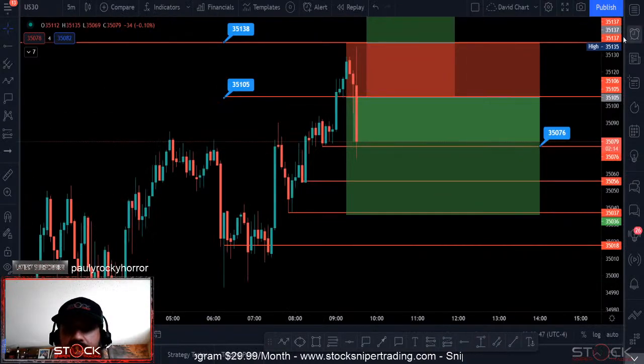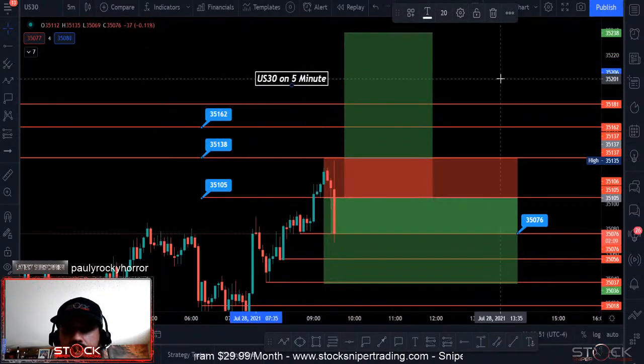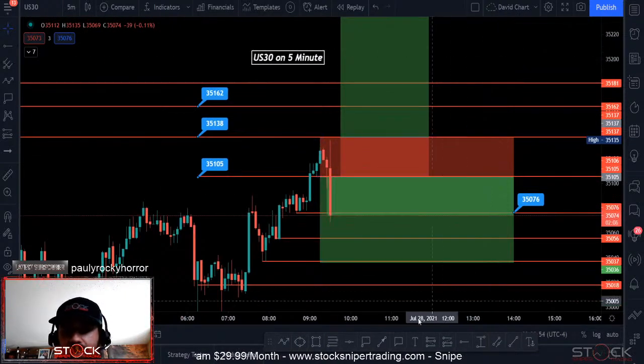US30, guys, selling right off here. Looking good. Okay, didn't even hit our stop loss, even if you got an initial entry there.